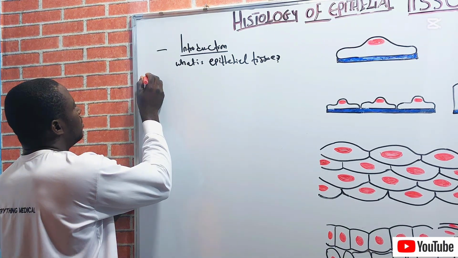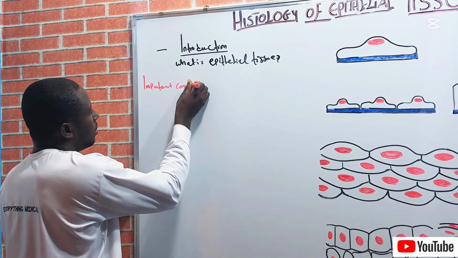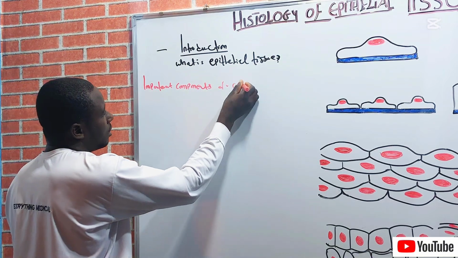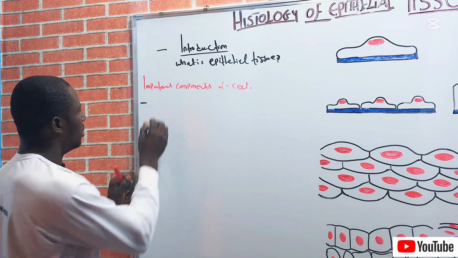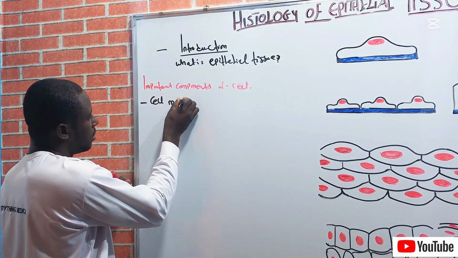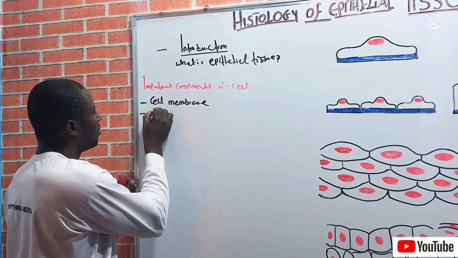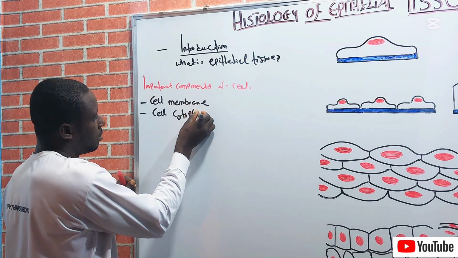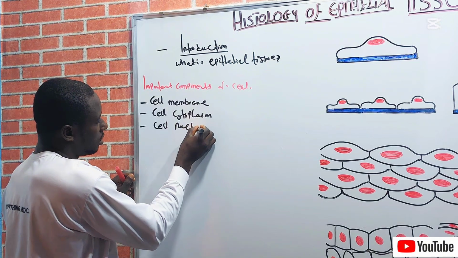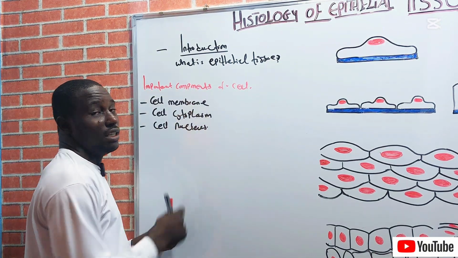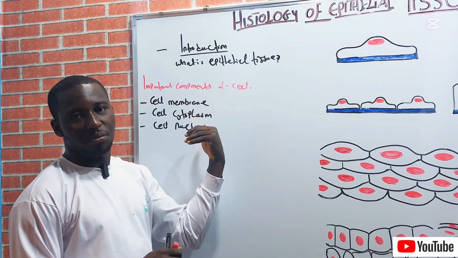The important components of the cell: we have the cell membrane, the cell cytoplasm, and the cell nucleus. These are the three important components of the cell. Now, the epithelial cell has these three important components.